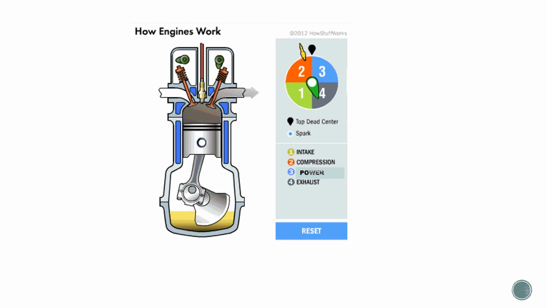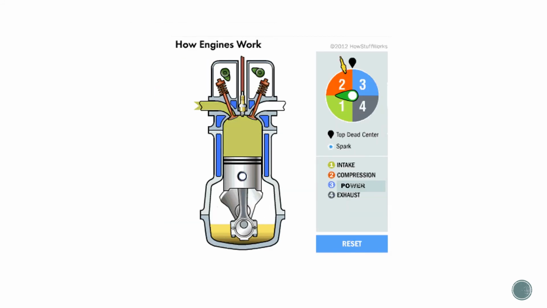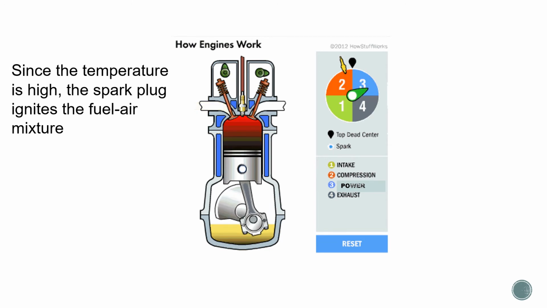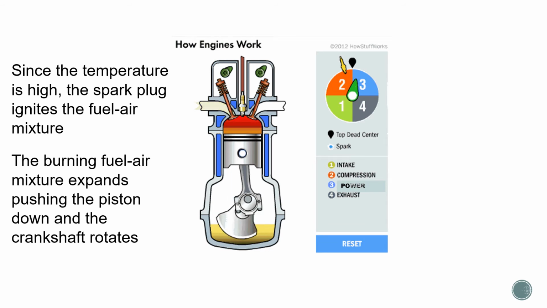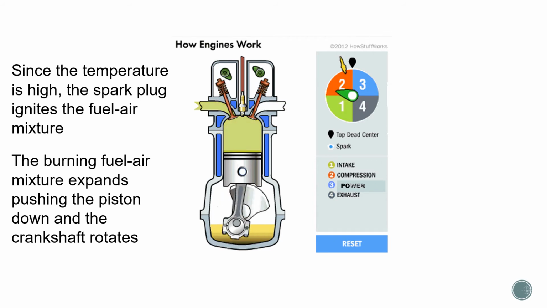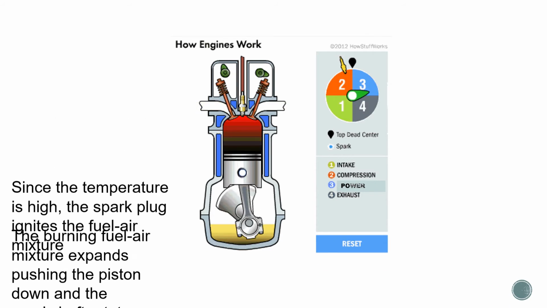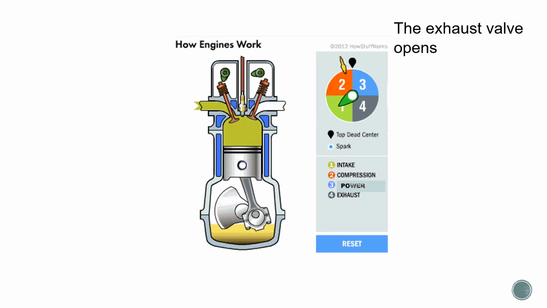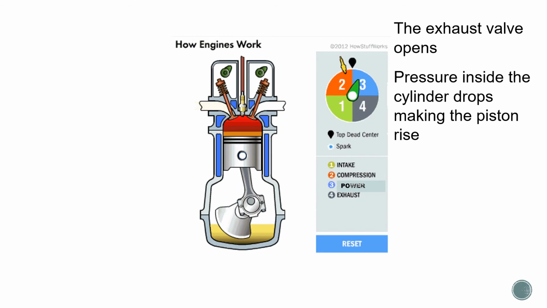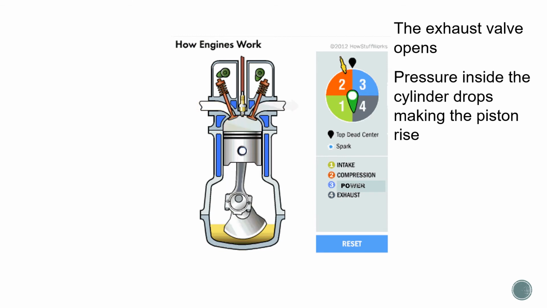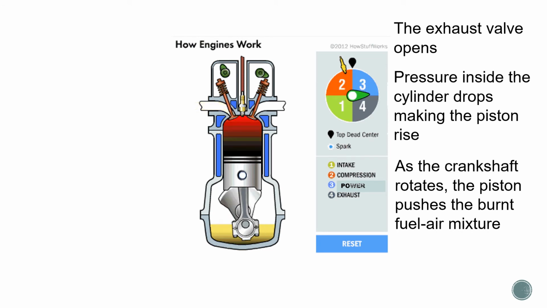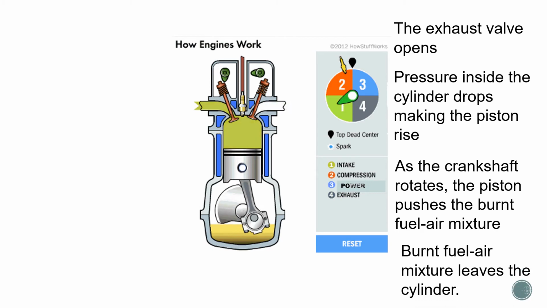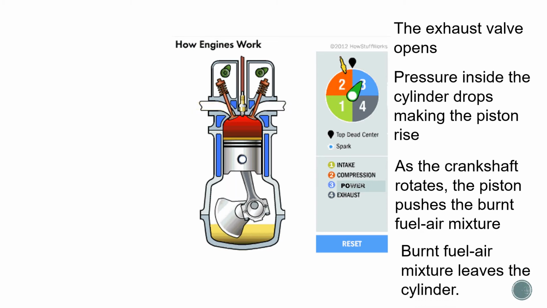Temperature also increases. In the power stroke, since the temperature is high, the spark plug ignites the fuel-air mixture. The burning fuel-air mixture expands, pushing the piston down, and the crankshaft rotates. While in the exhaust stroke, the exhaust valve opens, pressure inside the cylinder drops, making the piston rise. As the crankshaft rotates, the piston pushes the burnt fuel-air mixture, and the burnt fuel-air mixture leaves the cylinder.